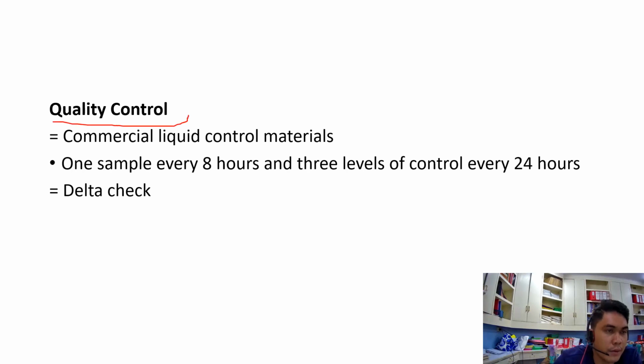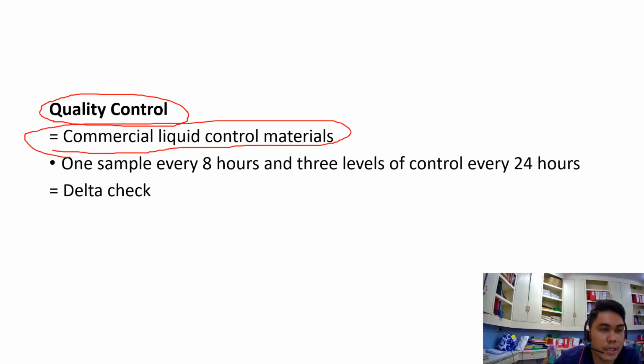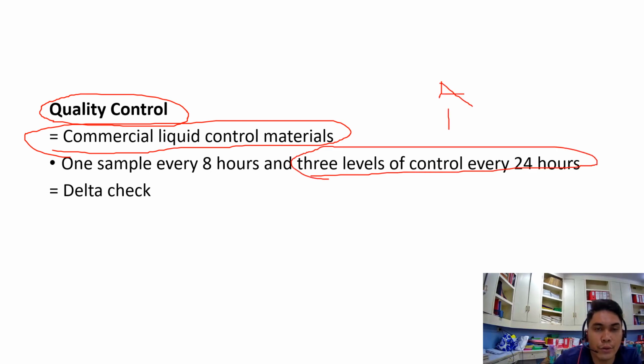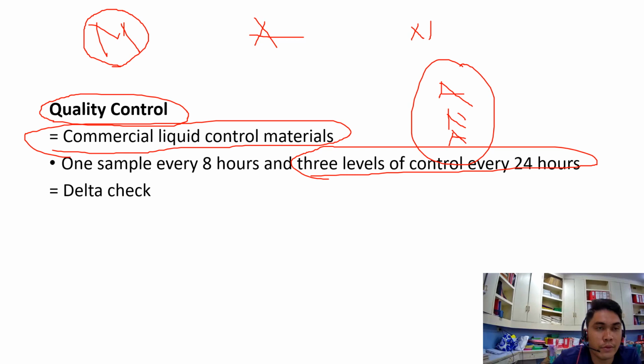So next is the quality control for blood gas analysis. You need to use commercial liquid control materials for this one, and you need to run 3 levels of control, meaning you have acidosis, normal, and alkalosis. Three control materials, and you need to run these every 8 hours, meaning every shift: morning shift, afternoon, and night or nocturnal shift. So run the three materials in the morning shift, also in the afternoon, and also in the night shift. Then another way of performing quality control for blood gas analysis is the delta check.